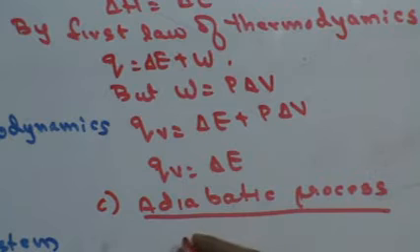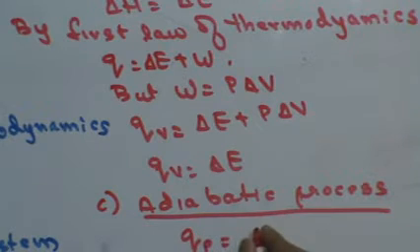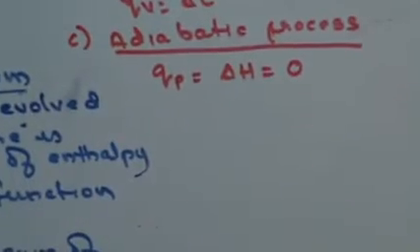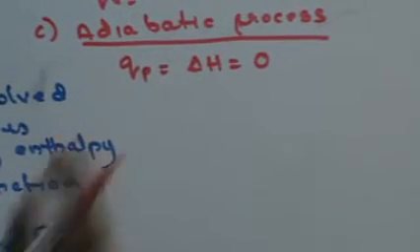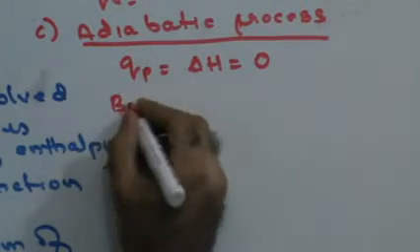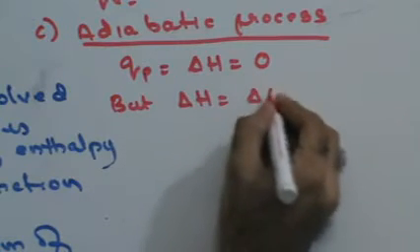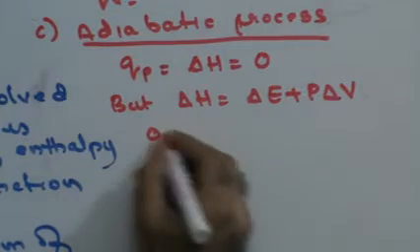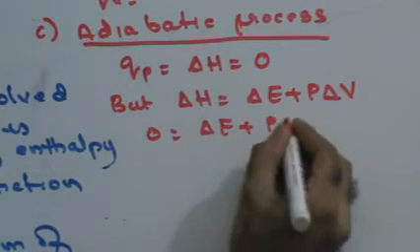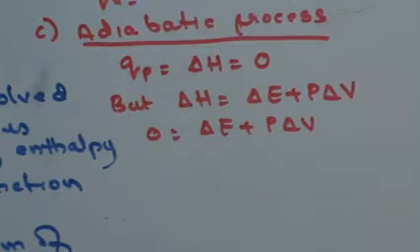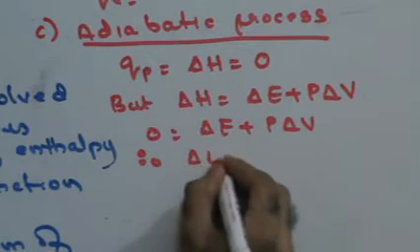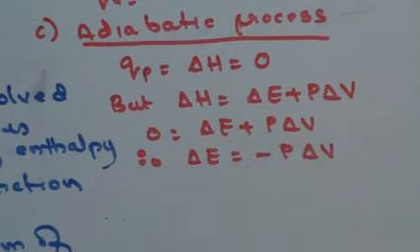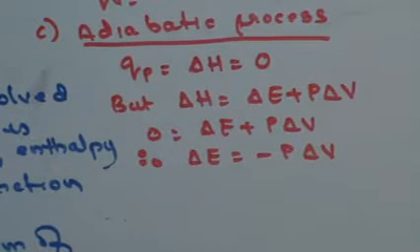An adiabatic process is the one in which heat at constant pressure, which is equal to enthalpy, is equal to 0. Right? But we know that enthalpy is change in internal energy plus P delta V. So in that case, I can say 0 is change in internal energy plus P delta V. Therefore, I can say that change in internal energy is negative P delta V. Fine, do we get this? So this is enthalpy for different processes. Fine, do we get this?